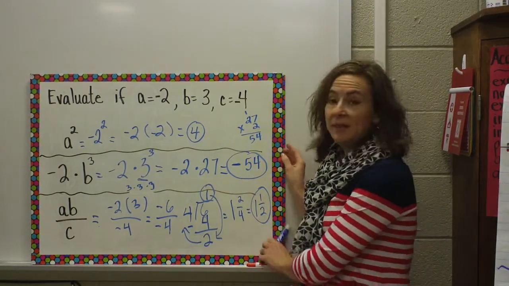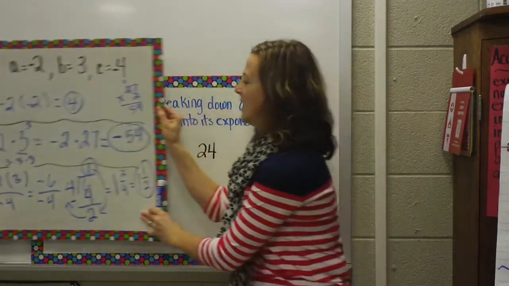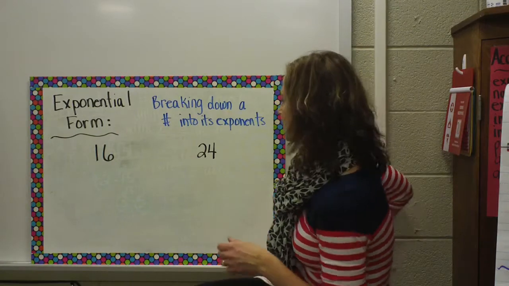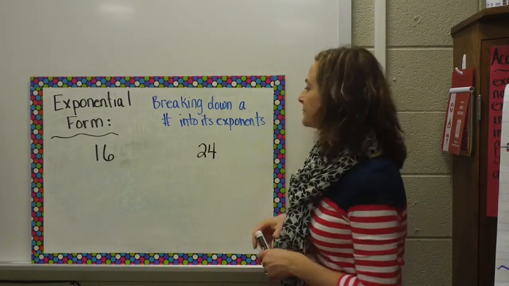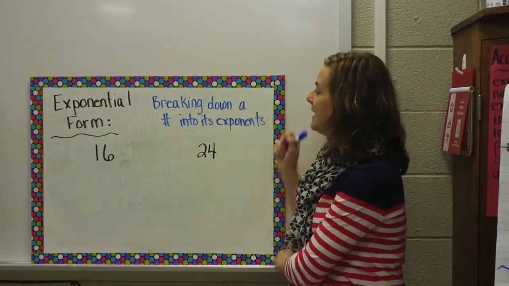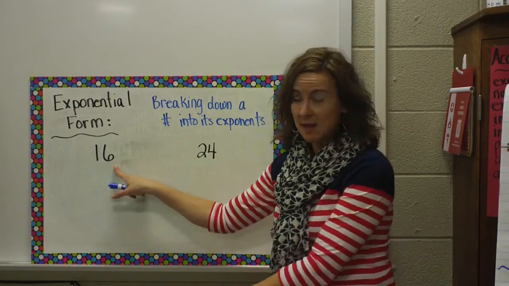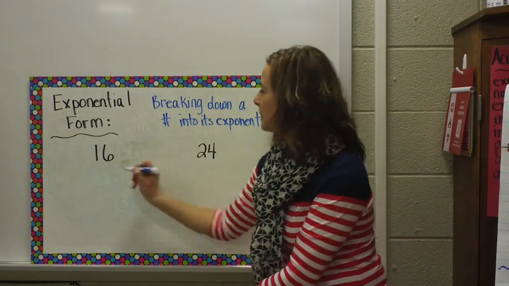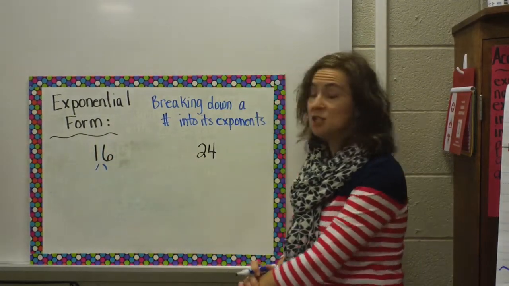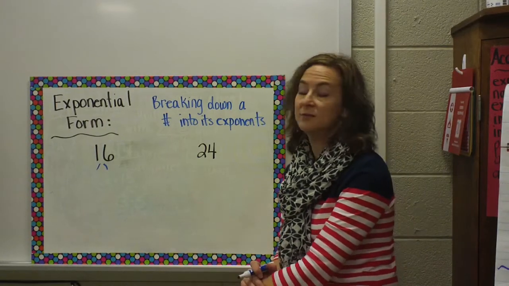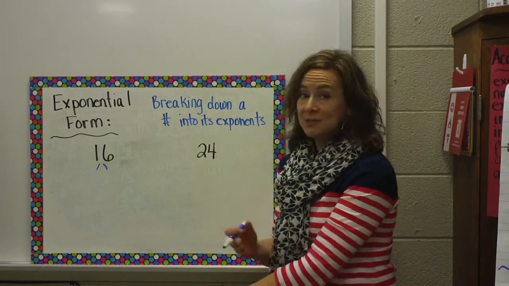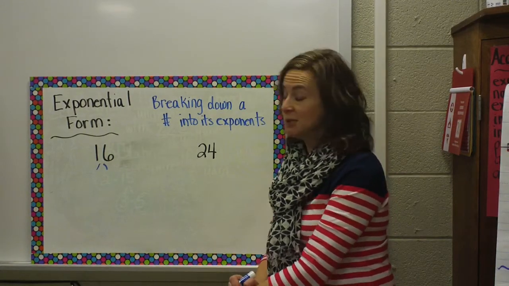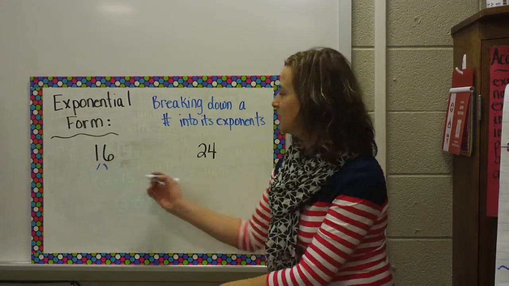The last step that we have is going to be able to write in exponential form. So this might be a review for you. To write in exponential form, I'm going to break a number down into its exponents. So maybe you remember from last year your factor trees. What you do is you branch off the 16 and you think of 2 numbers that give you 16 that aren't 16 and 1. So what's coming to me is 2 times 8 or 4 times 4. It doesn't matter which one you choose.